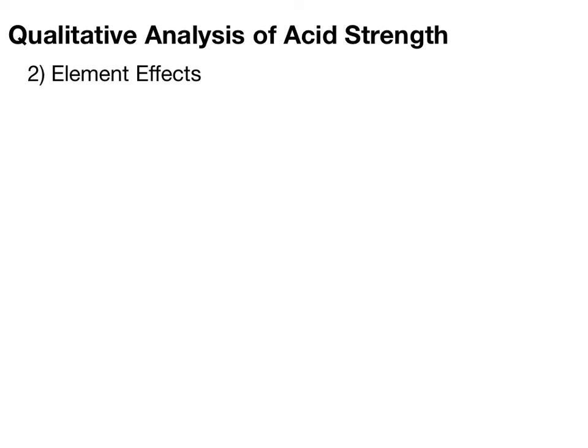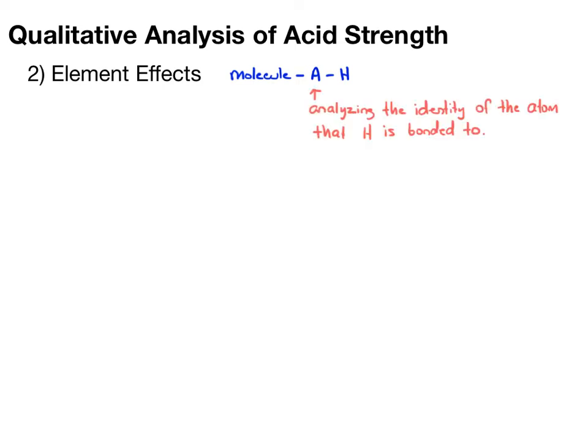Next, we're going to look at a couple of element effects. As we look at these effects, we have a proton bonded to some atom in a molecule, and we're going to analyze the identity of this atom that the proton is bonded to. When we do a comparison, we look at changes in this atom and how that affects acidity. There are two element effects we're going to talk about: electronegativity and atom size. Let's start with electronegativity.